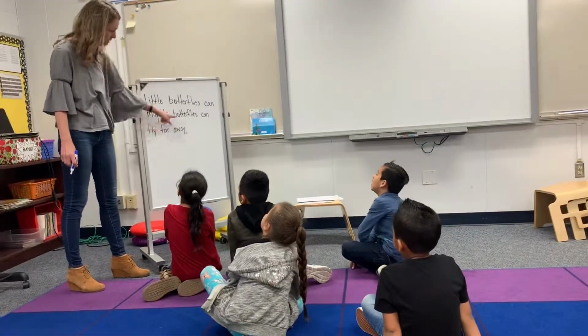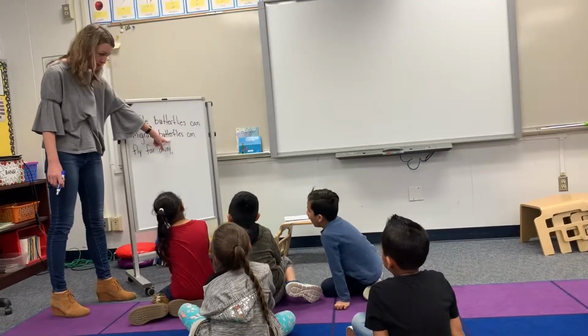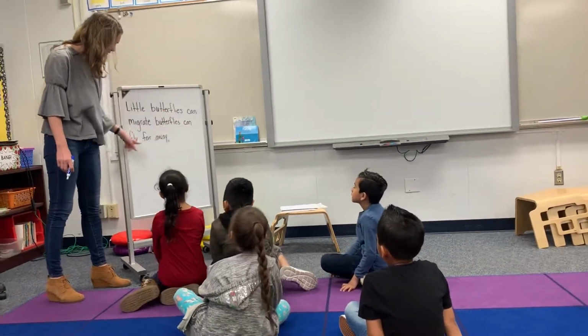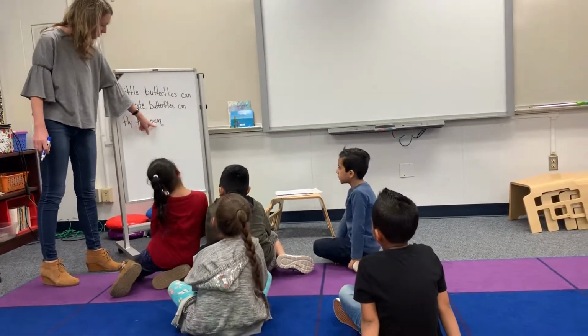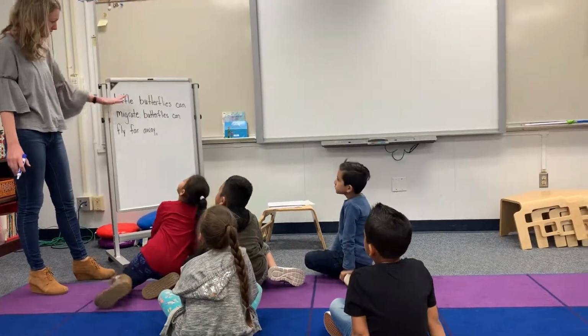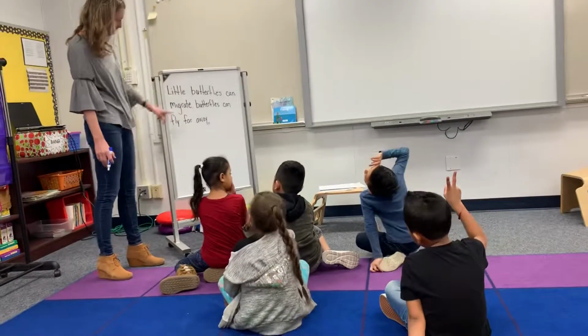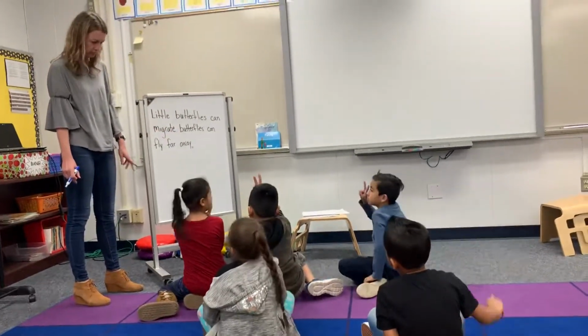But you have to look at this sentence. Butterflies is what we're naming. And then what are the butterflies gonna do? Can fly far away. All right, how many sentences did we have here? Show me your fingers. 2. How many periods do we have here? 2.